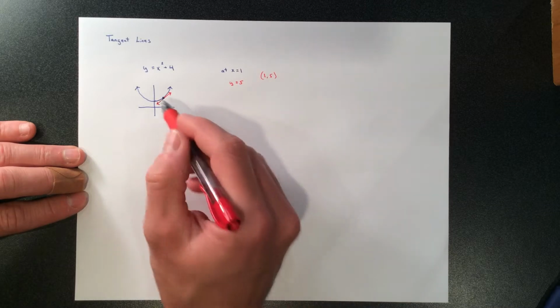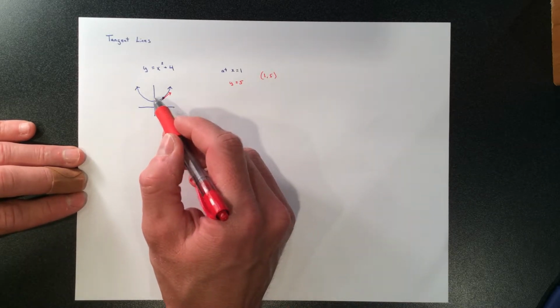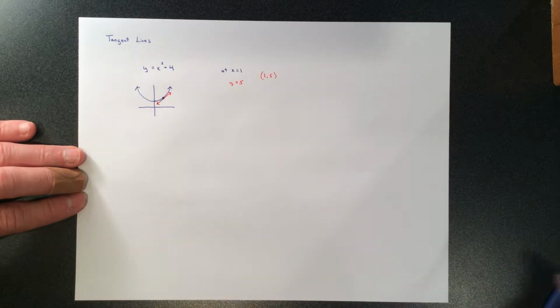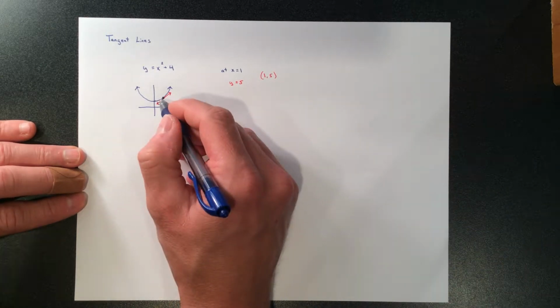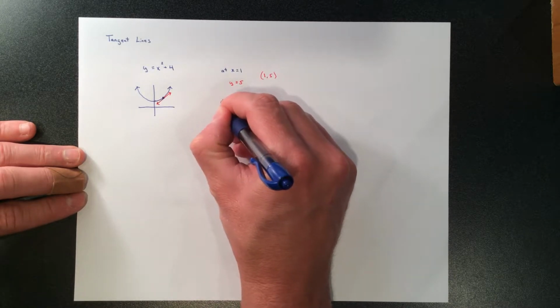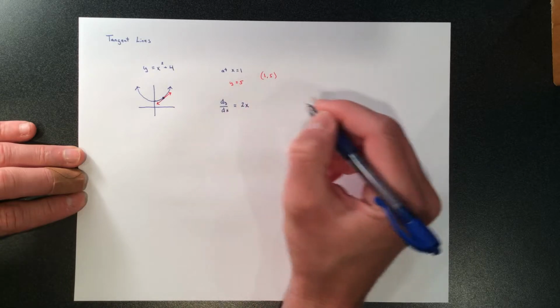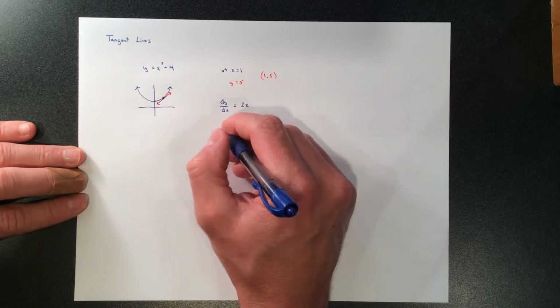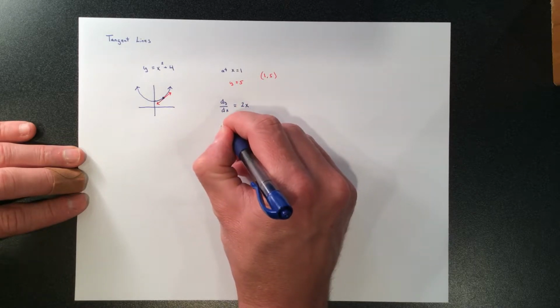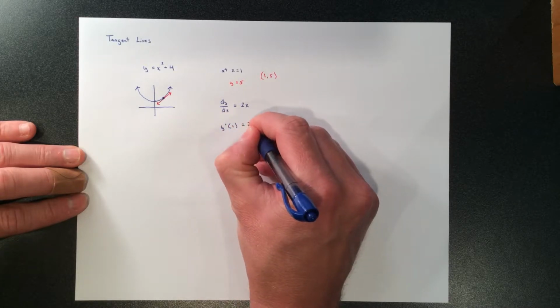And to write an equation of that line, we need the slope. The slope of the tangent line is the same as the slope of the function at that point. And again, how do we find slopes? Well, we have to take derivatives. So dy/dx, the derivative of x squared plus 4, is just 2x. Another way to say that is y prime. So y prime of 1 is equal to 2.